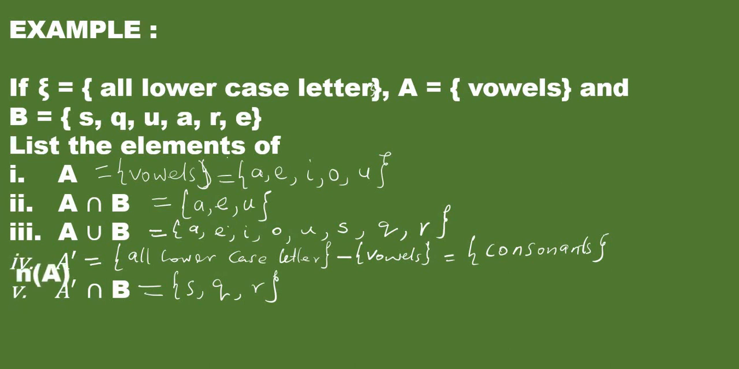Lastly, I will have the number of elements in A, which we did in our previous slide. So we have them as 5: 1, 2, 3, 4, 5. Five of them. So that is it.